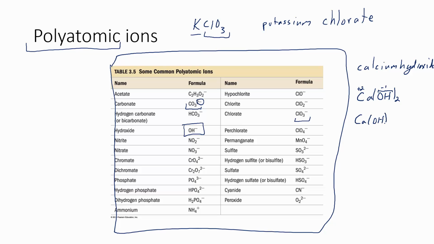So the way I show that I have 2 of that whole hydroxide group is by putting a subscript of a 2 next to the hydroxide ion. And I have to write a set of parentheses around the hydroxide to say that I have 2 of the entire group of that species.